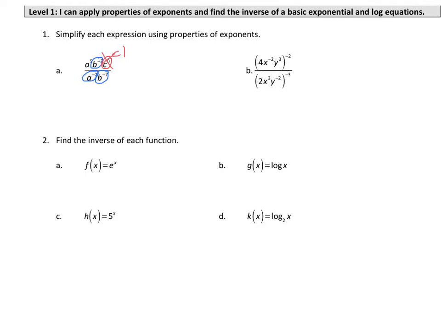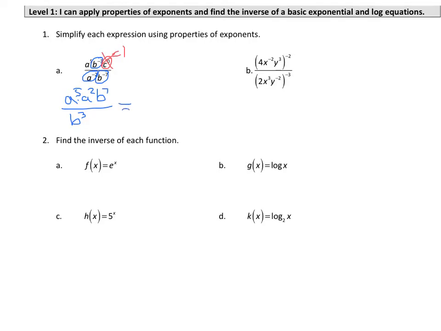So I leave a to the 5th on the top. A to the negative 2 moves up and becomes a to the 2nd on the top. B to the negative 3 moves down and becomes b to the 3rd on the bottom. B to the negative 7 moves up and becomes b to the 7th on the top.